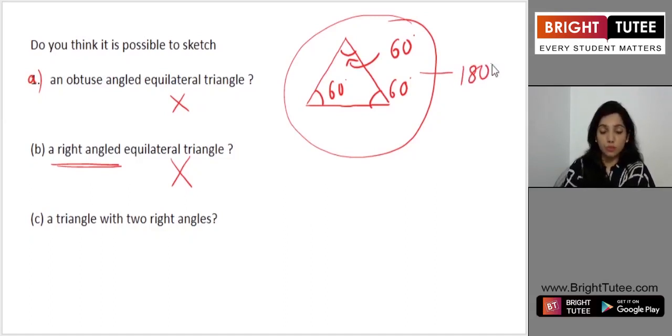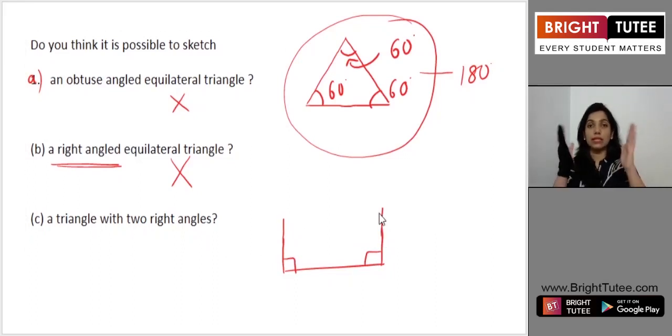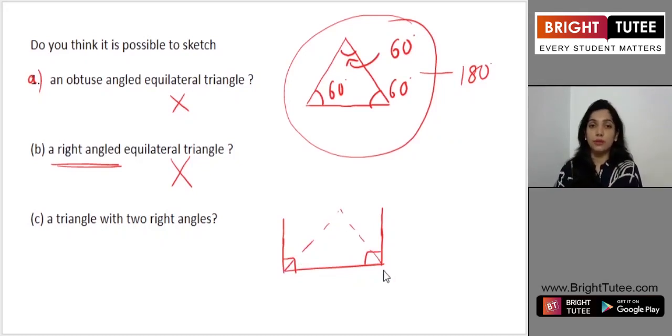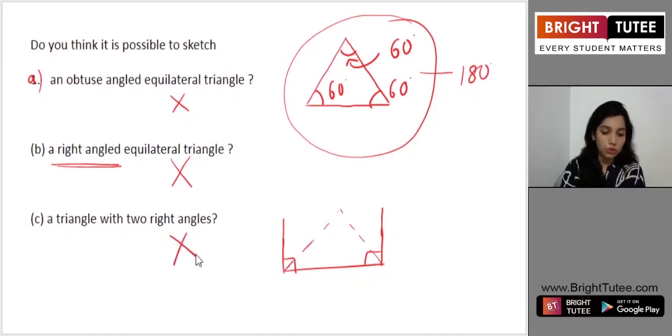And if we try to make a triangle where two angles measure 90 and 90, clearly what you can see, these are the two sides. I cannot join these two sides. They are standing straight, so I cannot join them to make a triangle. So clearly I need this kind of a line to form a triangle, right? So it is not possible to make a triangle with two right angles.